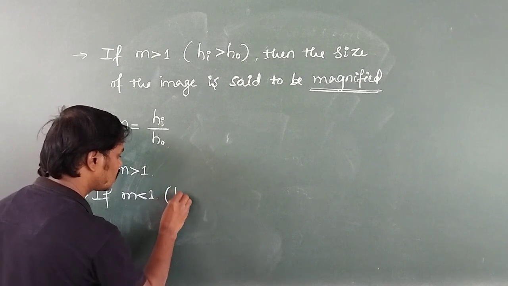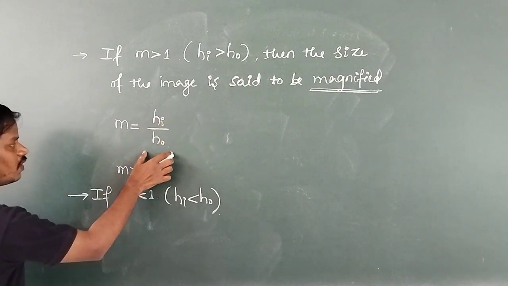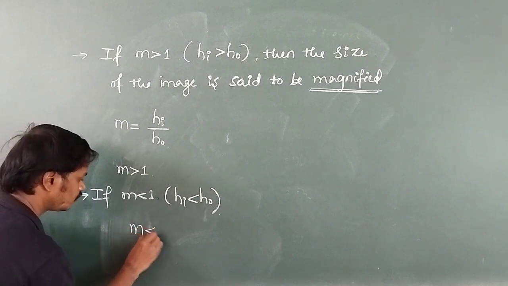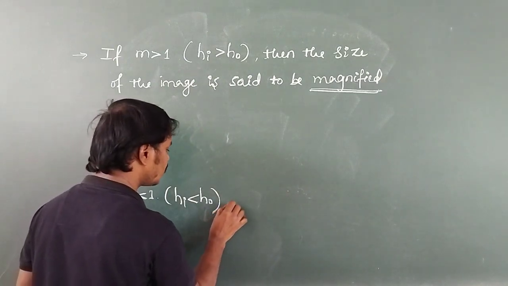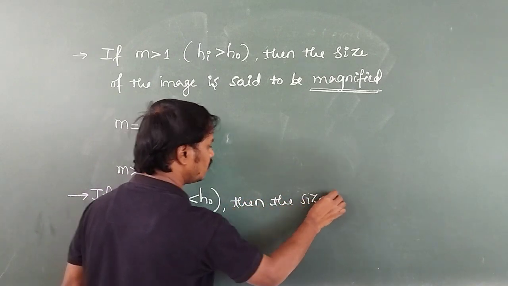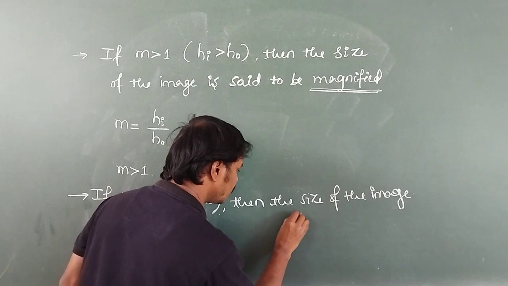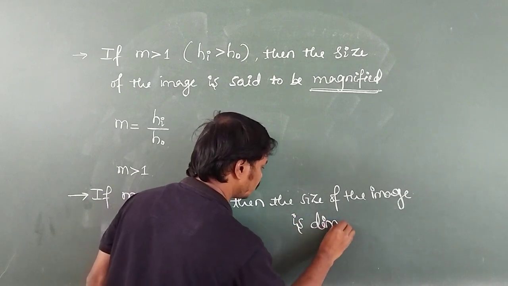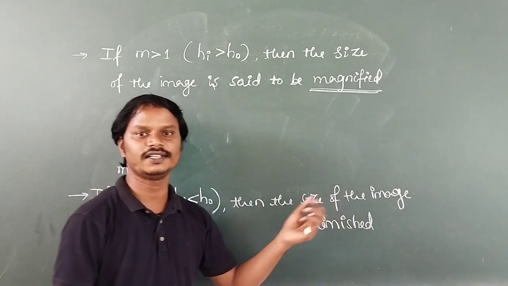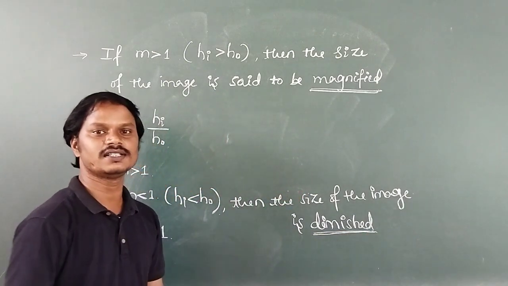Okay, so that means the height of the image is less than the height of the object. See again by this formula, if the numerator is less than the denominator, then this value is less than 1. Then the size of the image is said to be diminished. Diminished means here the height of the image is less than the height of the object. If m is less than 1, then the size of the image is diminished.